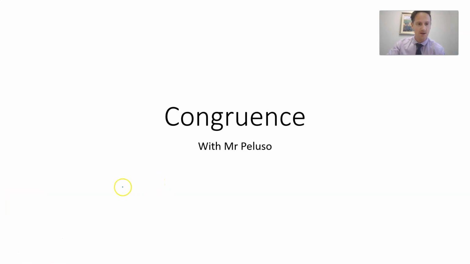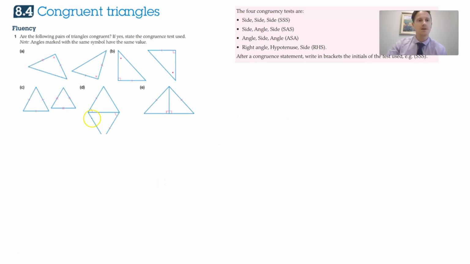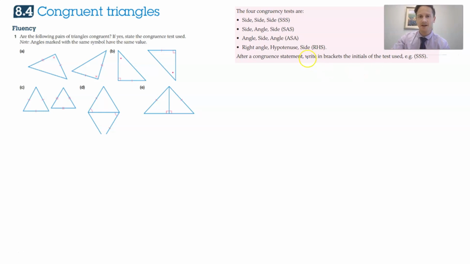I'm just going to pick my blue. All right, so what I've got on the right hand side, and it seems like my face is in the way a bit, is a reminder of the 4 congruency tests. So side, side, side; side, angle, side; angle, side, angle; and right angle, hypotenuse, side. So the first question: are the following pairs of triangles congruent? If yes, state the congruence test used, and angles marked with the same symbol have the same value.